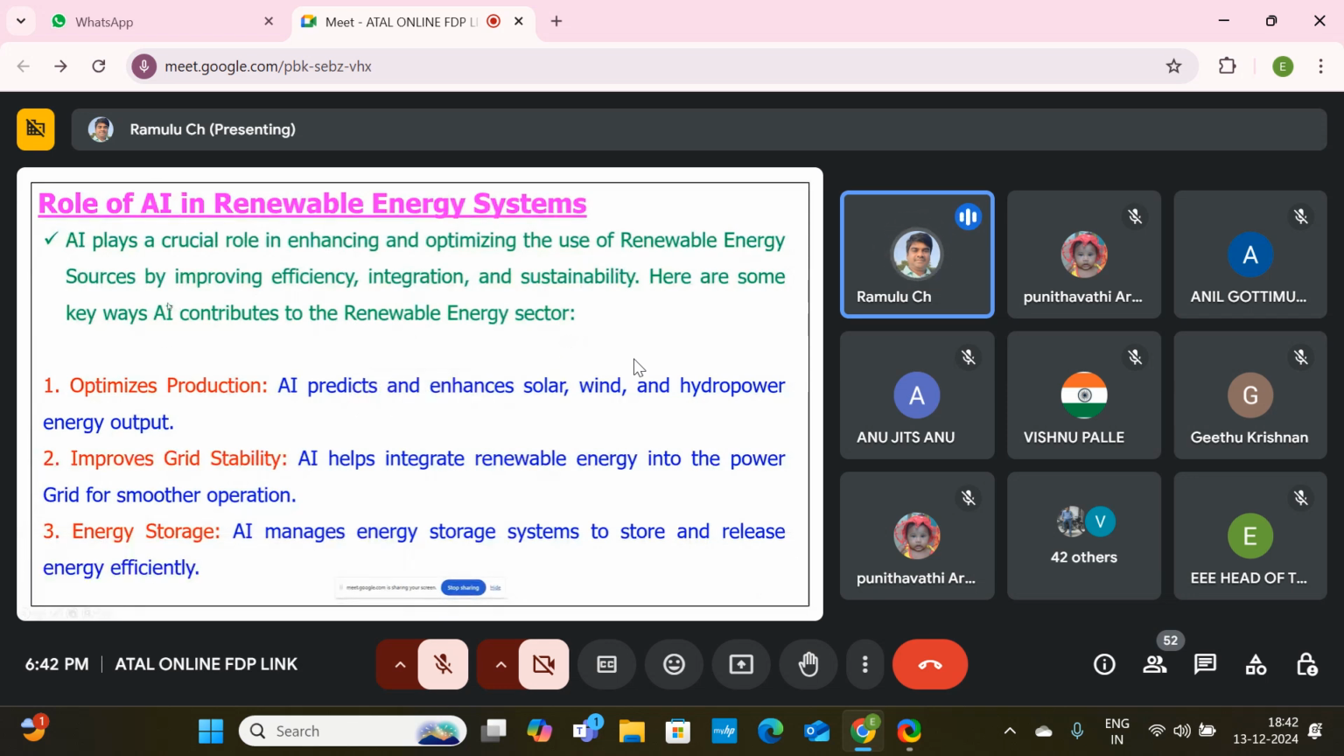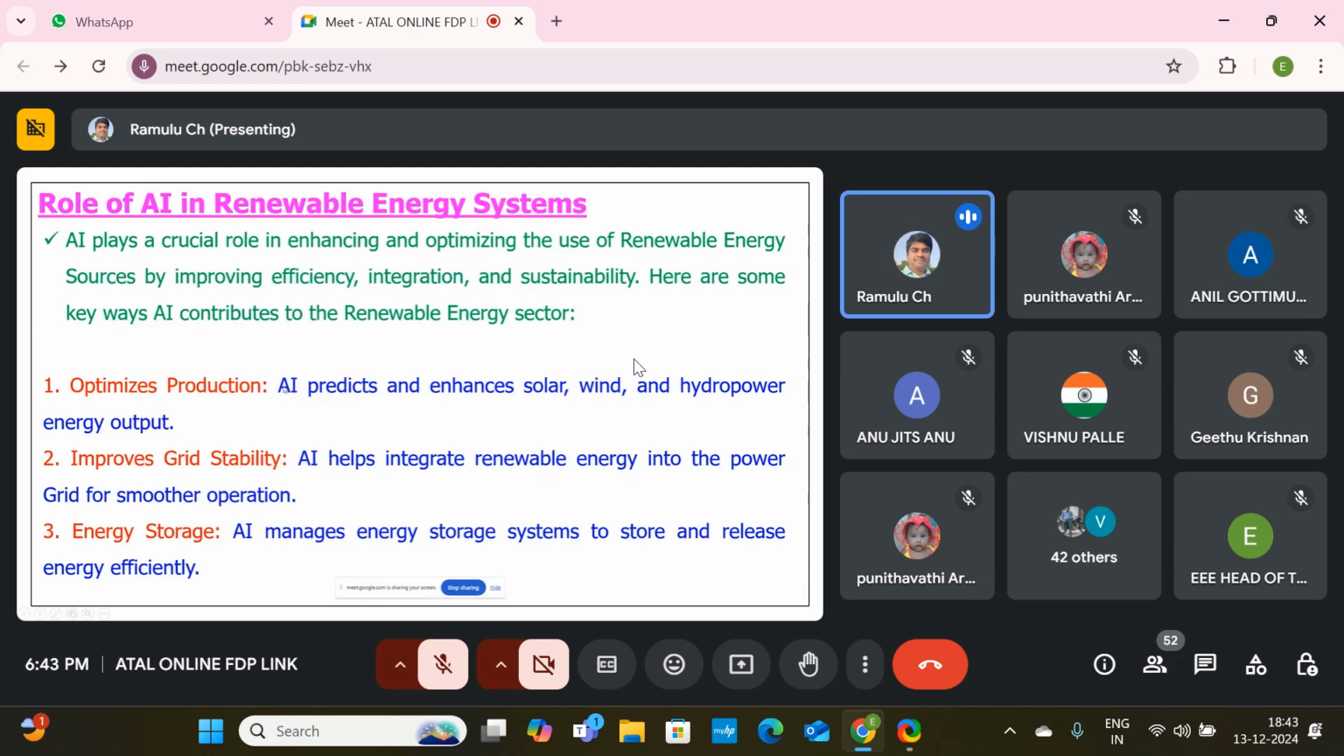So here, what is the role of AI, or what are the applications of AI, or what are the activities of AI with respect to the renewable energy sector? One is this, AI optimizes production. How does it optimize production?